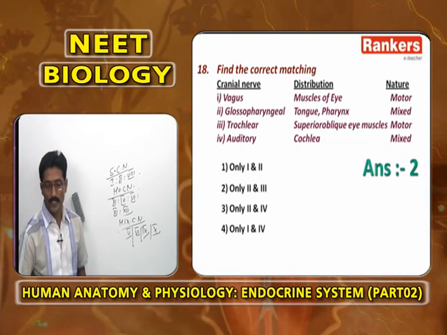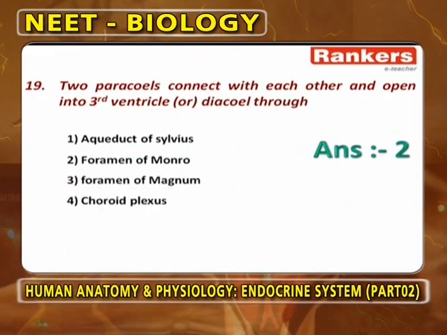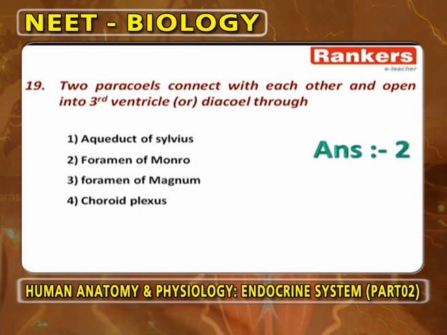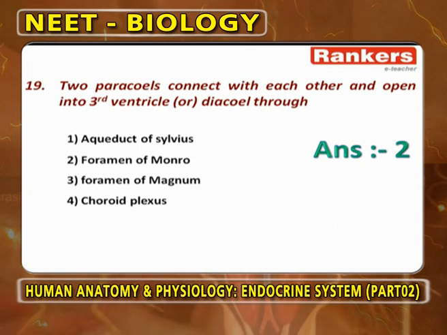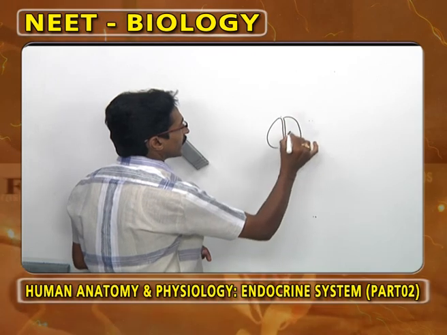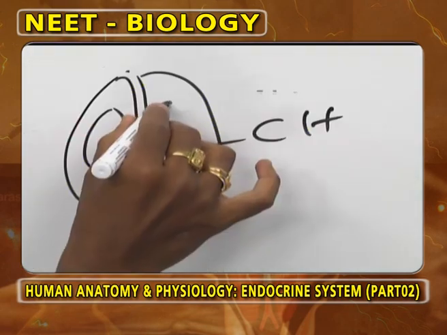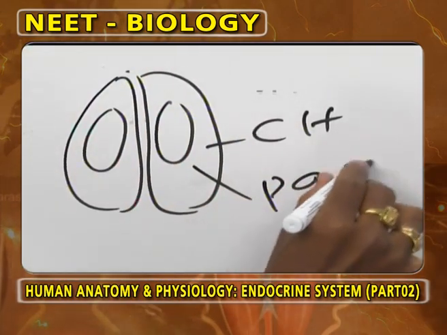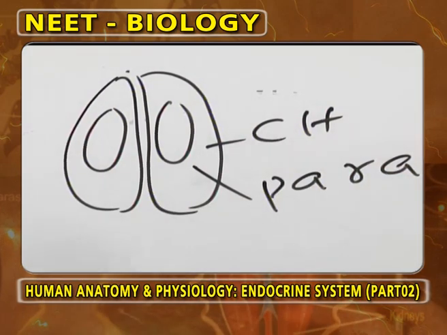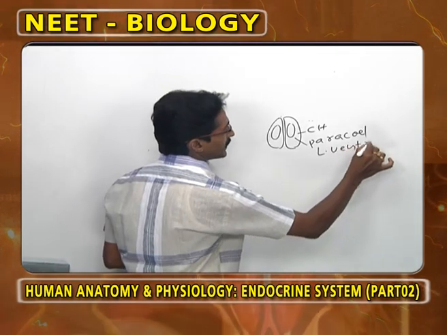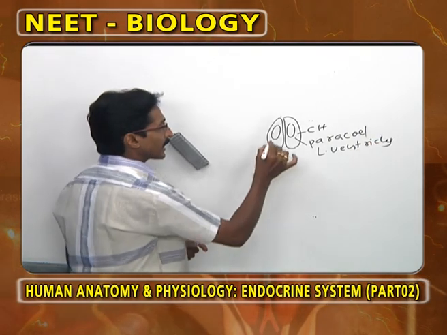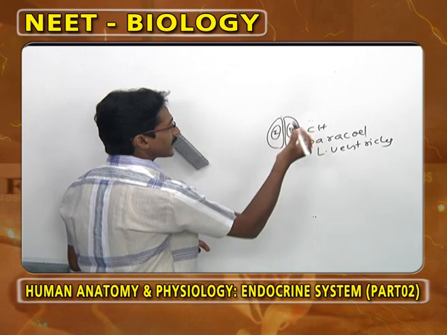Now we go for the next question. Two paracoels connect with each other and open into the third ventricle through what? This part we call one cerebral hemisphere, and this one another cerebral hemisphere. In the cerebral hemisphere, the cavity present we call the paracoel. They are also called the lateral ventricles, numbered as first ventricle and second ventricle.